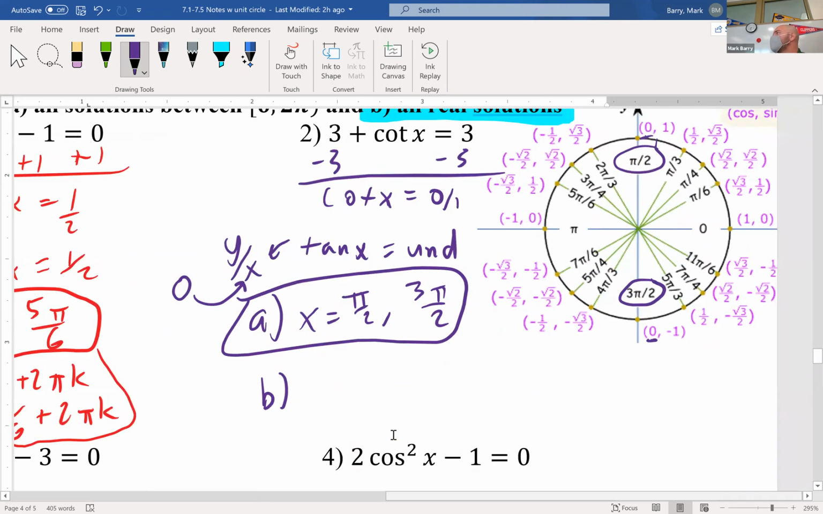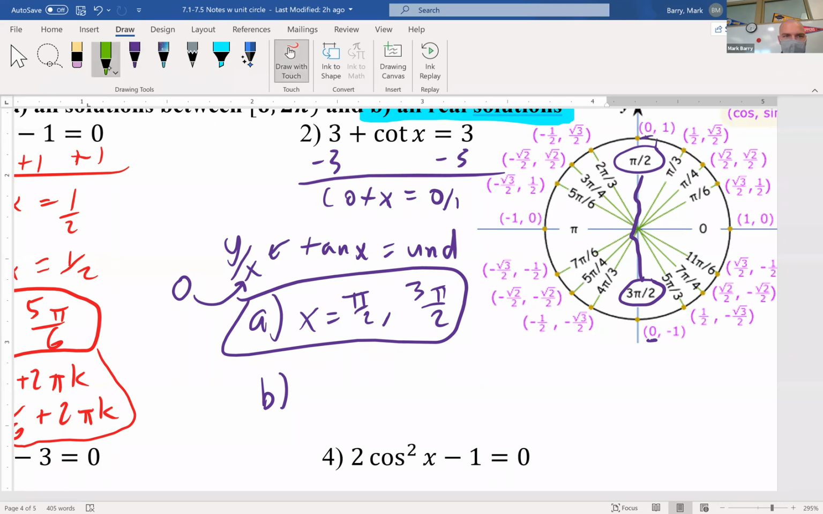A diameter buddy is an angle that's on the opposite side of the unit circle from you, okay? So it's on the exact opposite side. If I was to draw a line between the two angles, I would have to go through the center of the circle. So you can see that pi over 2 and 3 pi over 2 are diameter buddies, right? You have to go through the center of the circle to connect them.